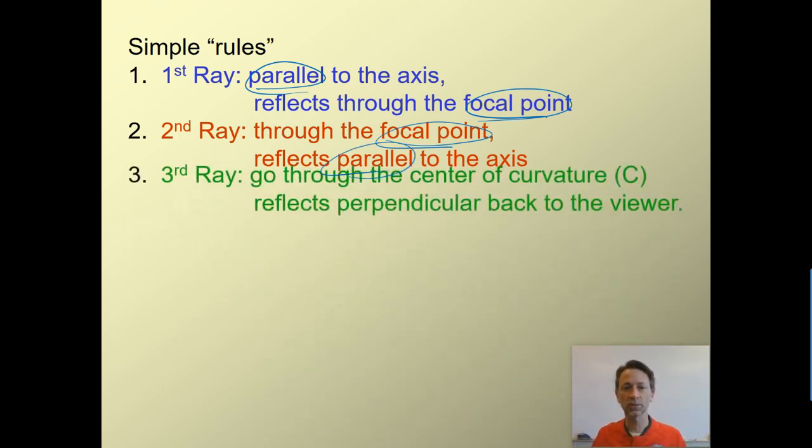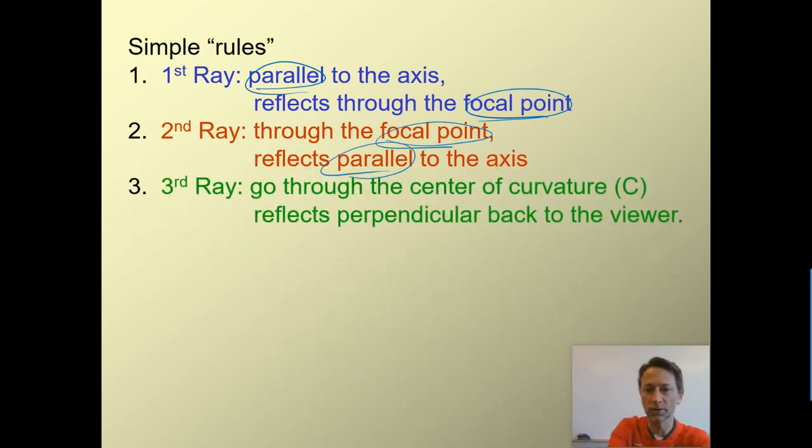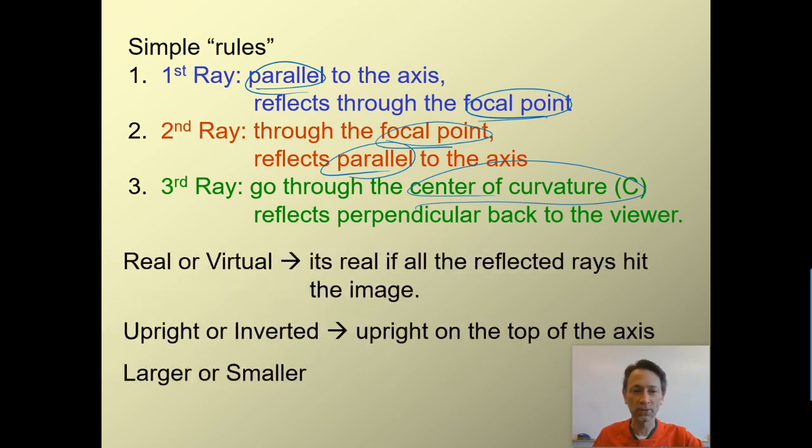And the very last one is going to be through the center of curvature, okay? Through the center of curvature, and then it reflects back to the viewer. So I have parallel, focal, focal, parallel, and then through the center of curvature. Now, what in the world does that mean? So let me show you. Oh, not yet. I'm not going to show you a picture yet.